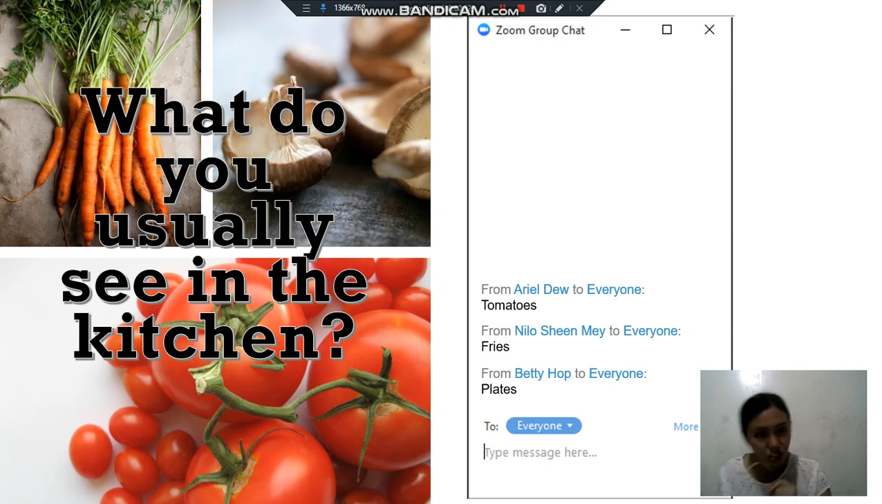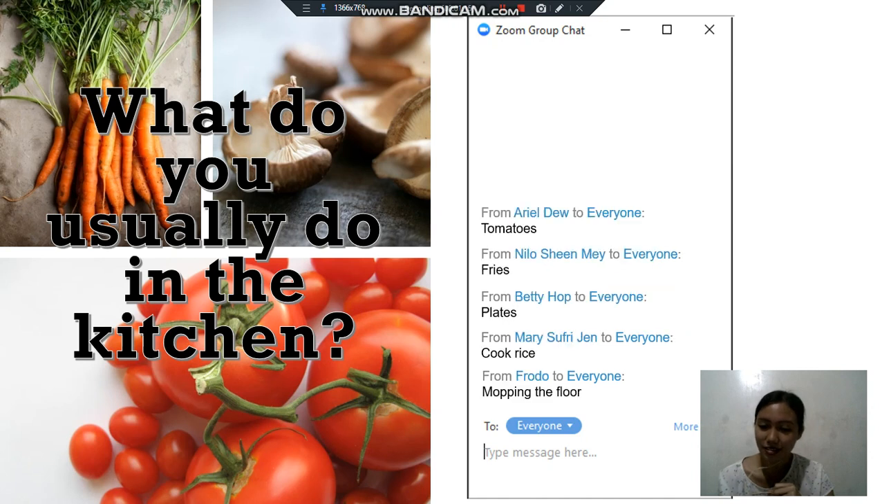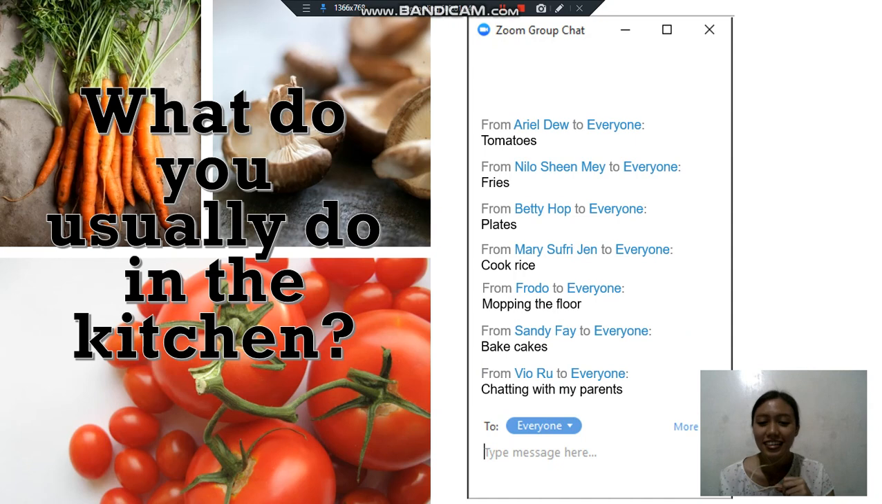Imagine your own kitchen, or imagine a kitchen you would want to have in the future. Now that you've imagined or you've thought about what you usually see in the kitchen, I want you to think or to enumerate what you usually do in the kitchen. Okay? Cook rice. Thanks, Mary. Frodo said mopping the floor. You really like cleaning, don't you? Okay? Bake cakes, chat with your parents. That's good. Kitchen is a good place to have bonding time with them. Great.